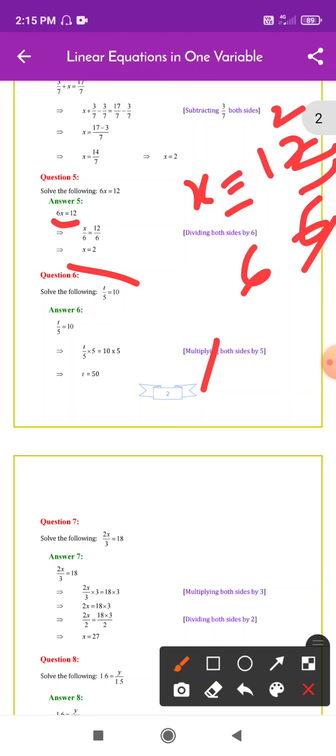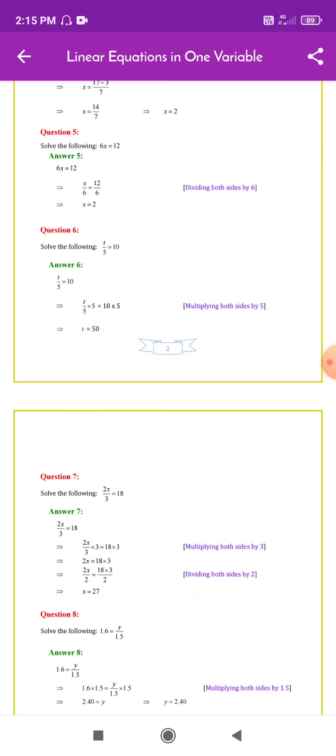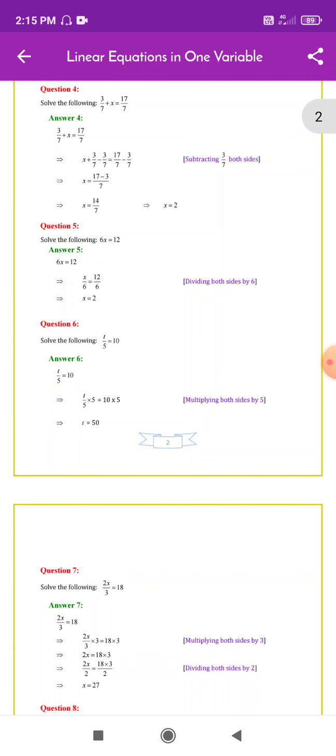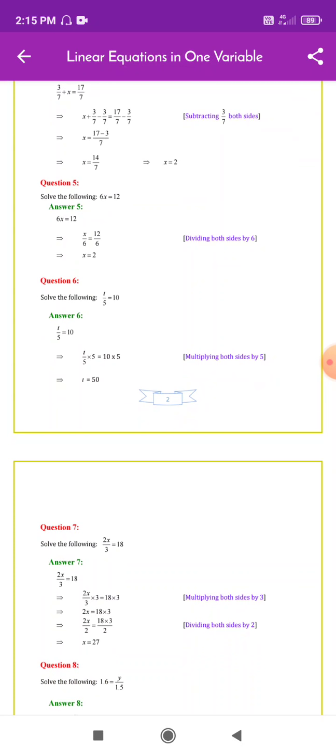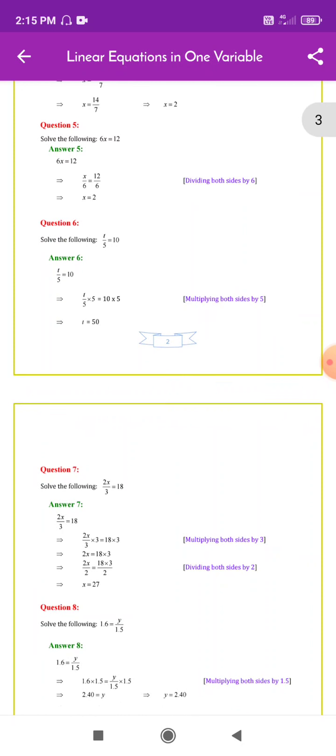Now go to question number 6. Question number 6 is also very much the same. Question number 6 is t upon 5 equals 10. What we have to do is, in t upon 5, the 5 is down, meaning the denominator.